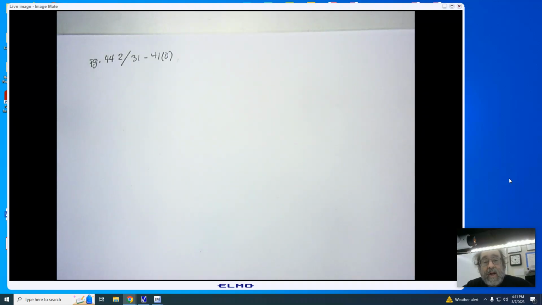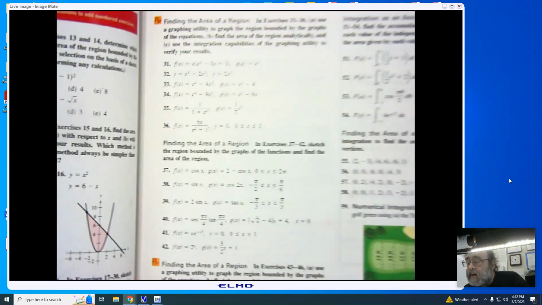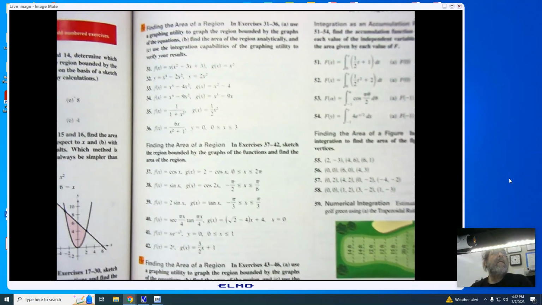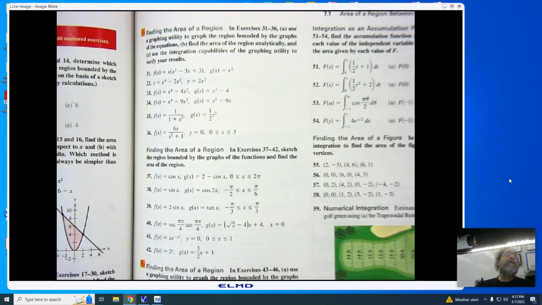Today we're going to be finishing up assignment number 11, which will be the 31 through 41 odds only from page 442. So we're going to go ahead and start with number 31. Let me just give everybody who is online and watching this the opportunity to see the page and potentially get a screenshot for those of you who are interested.